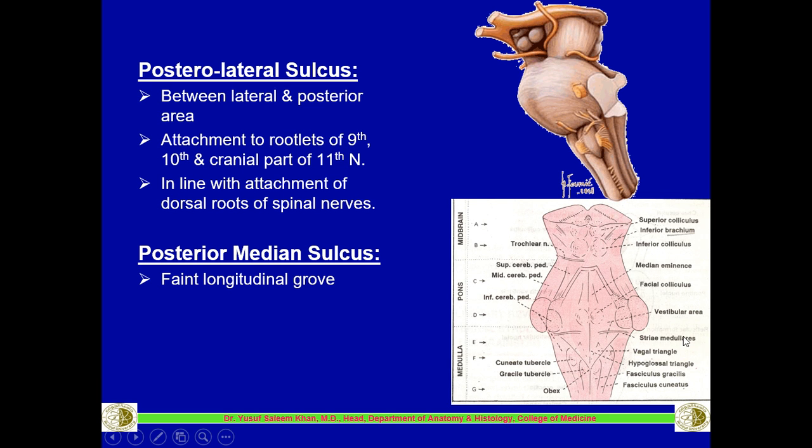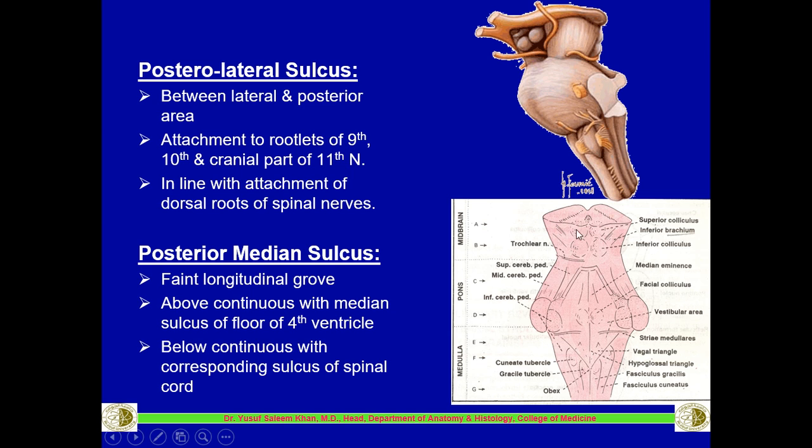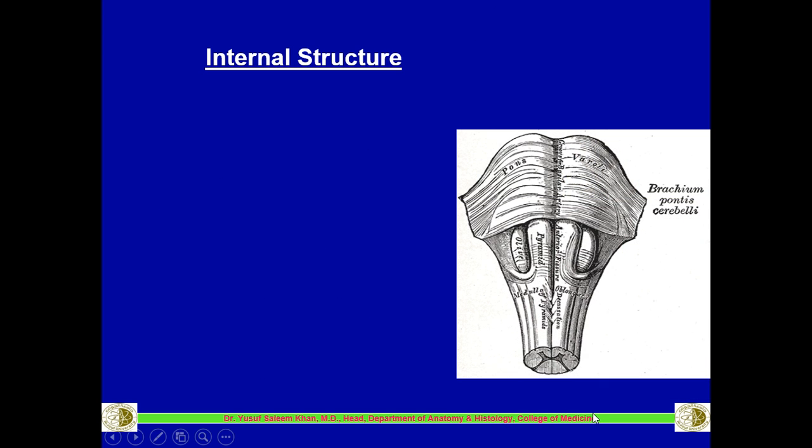Now going to the posterior median sulcus. This is a faint longitudinal groove, and it contains above the median sulcus of the fourth ventricle. So this is the median sulcus of the floor of the fourth ventricle, and below it will continue as the posterior median sulcus of the spinal cord.